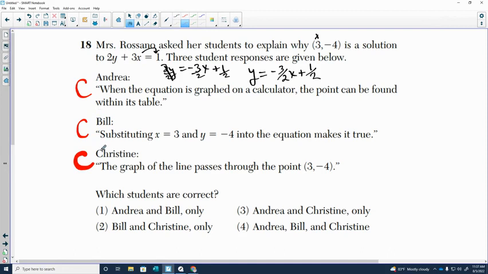So Andrea, Bill, and Christine, all 3 of them were correct in explaining why 3, -4 is a part of the solution to 2y plus 3x equals 1. So which students are correct? Andrea, Bill, and Christine. So number 4 would be the correct answer.